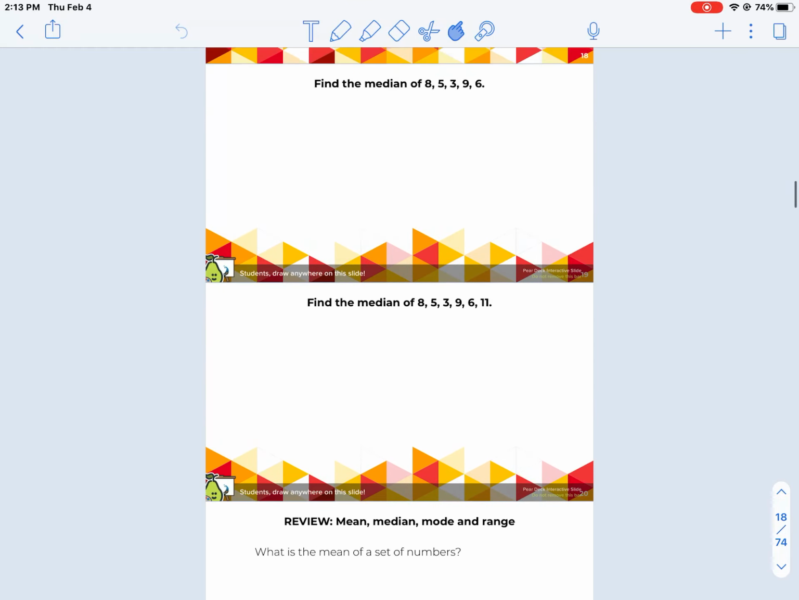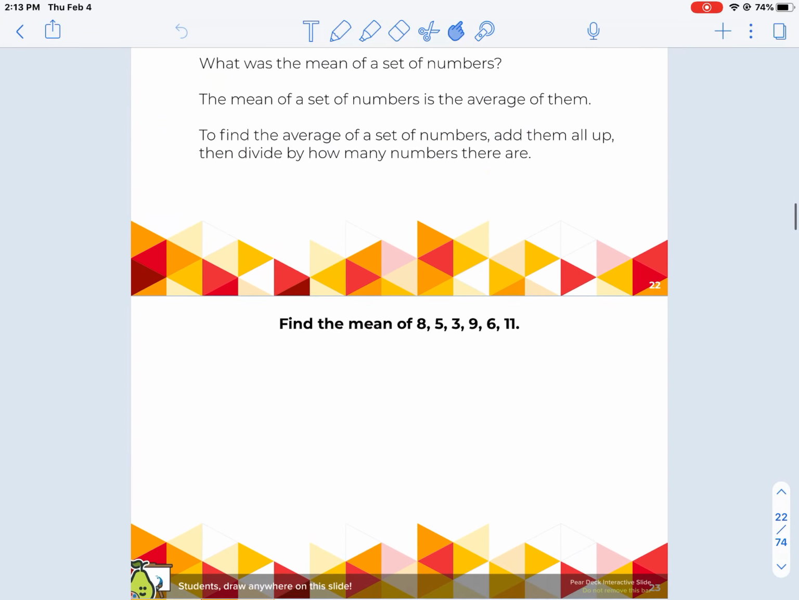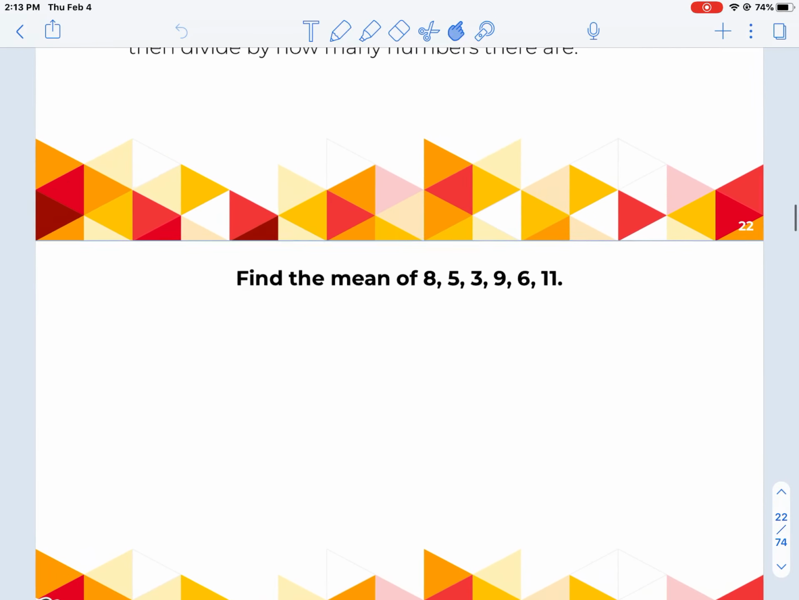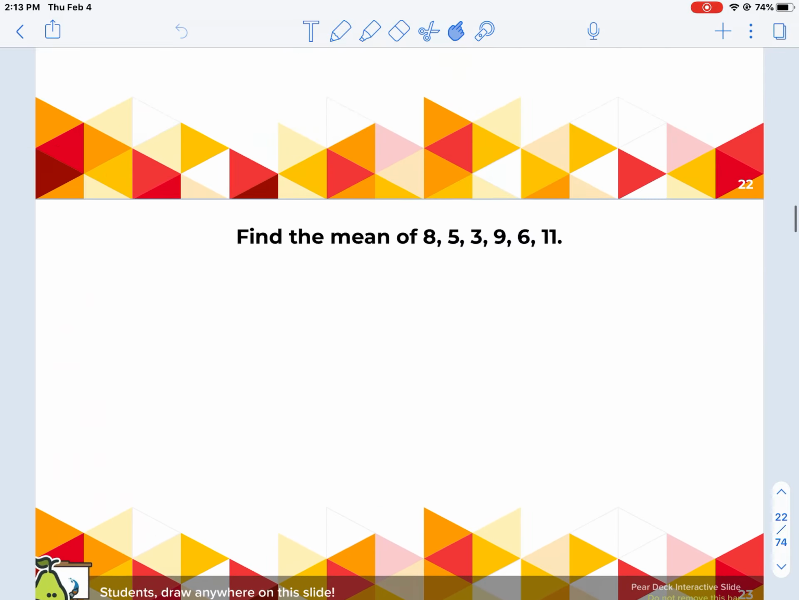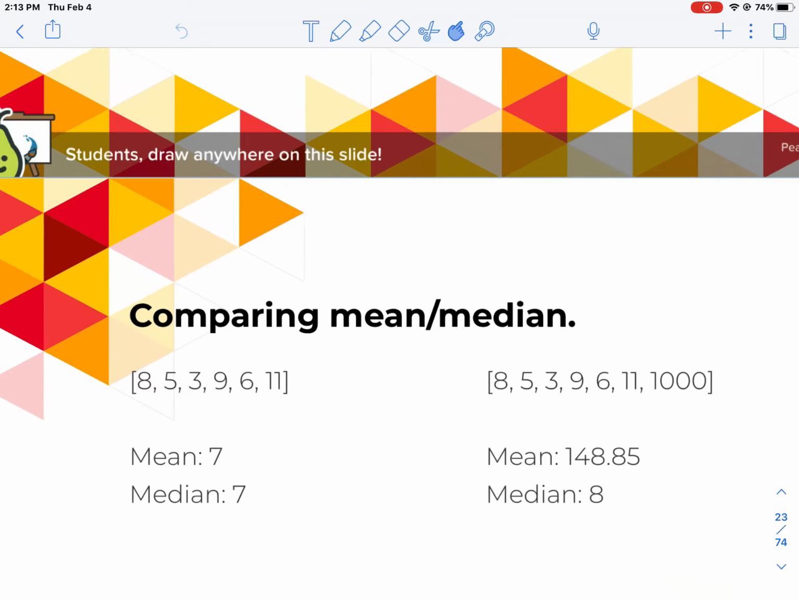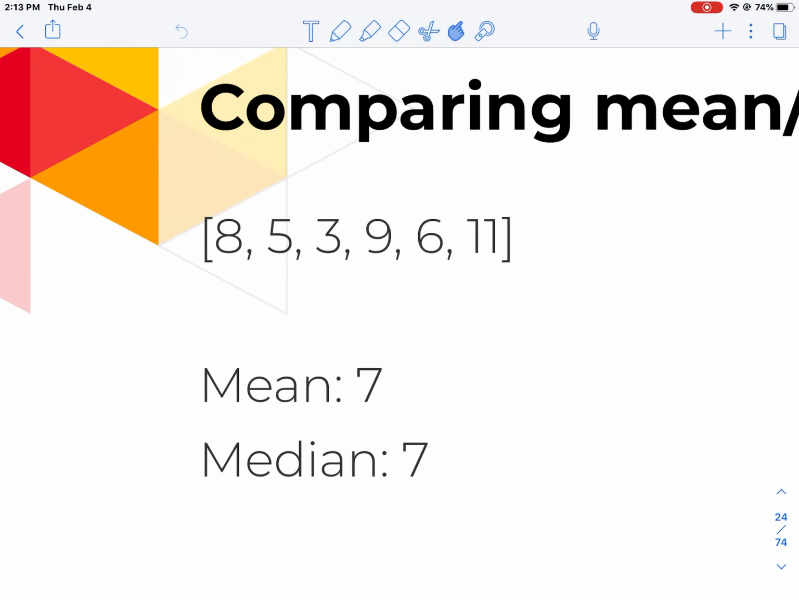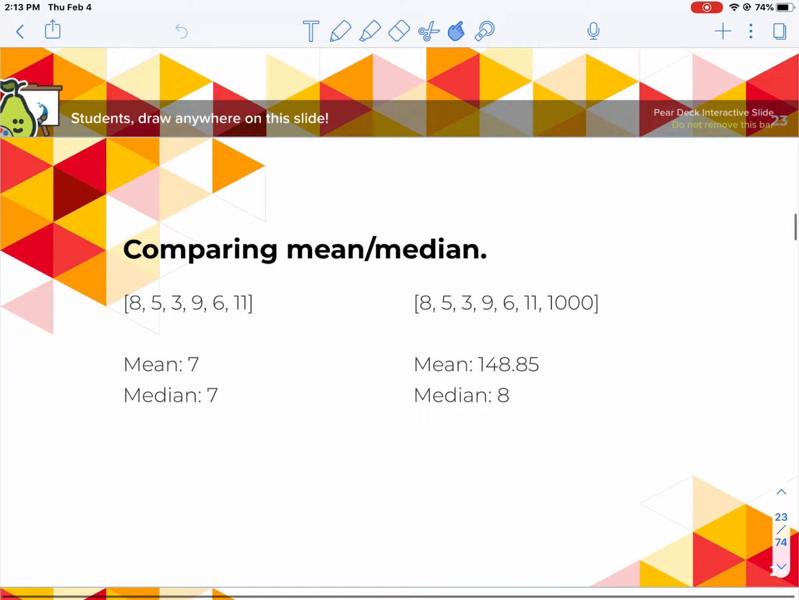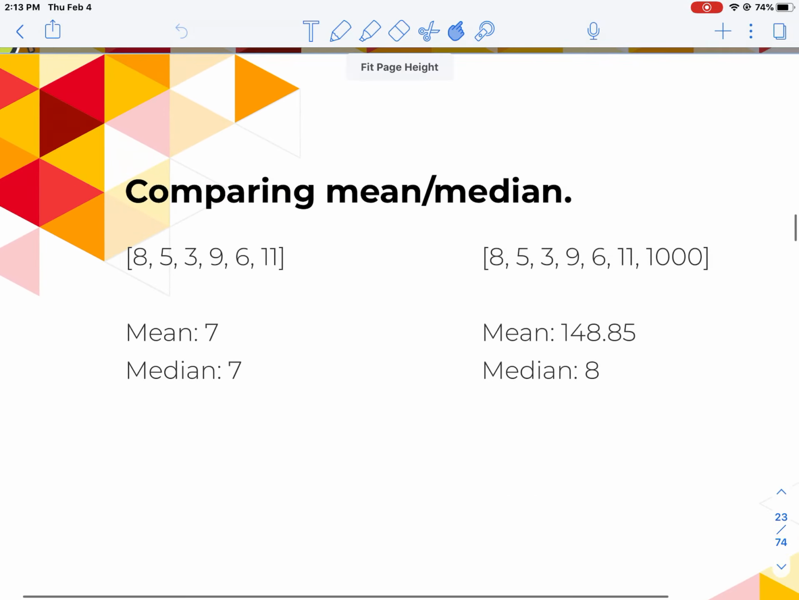We use this set right here, 8, 5, 3, 9, 6, 11, and we have another set, 8, 5, 3, 9, 6, 11. We talked about in class how we found the mean and the median, and those are listed down here for you on the left. The mean was 7, and I changed the number slightly so as not to have a fraction. So let's say the mean and median of this set is 7.